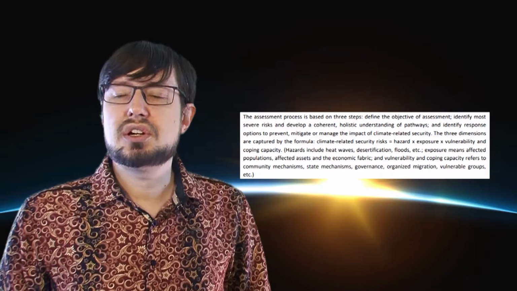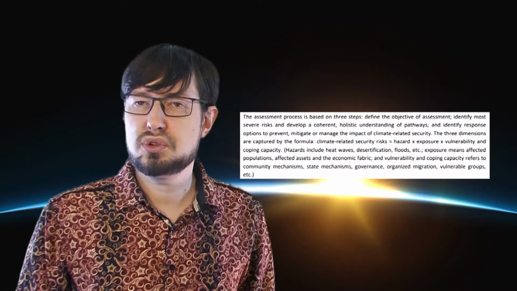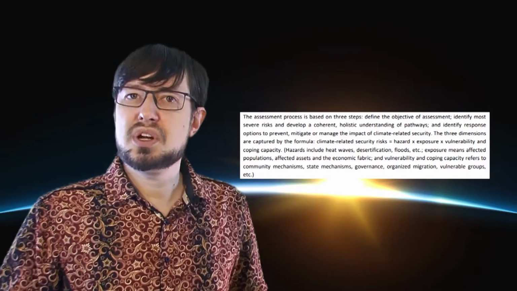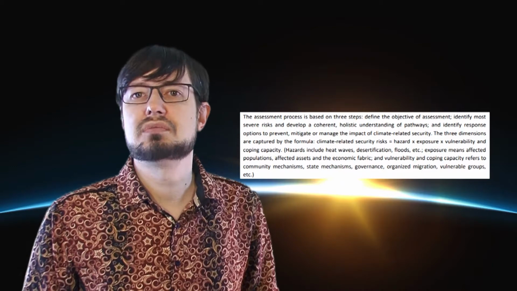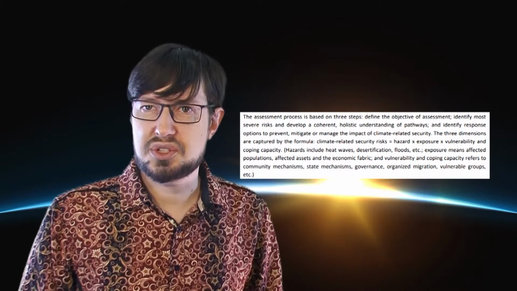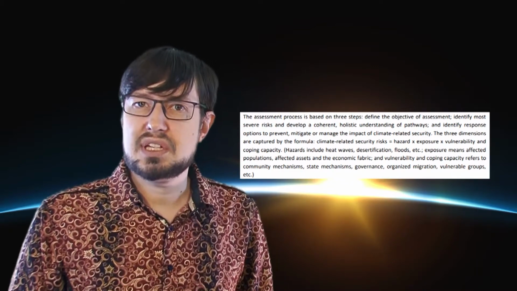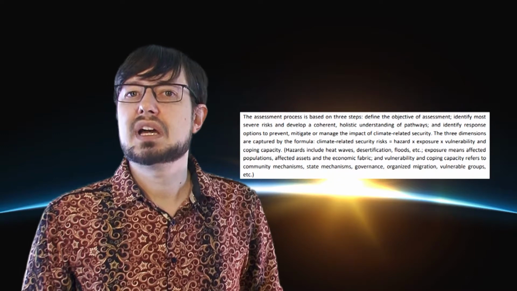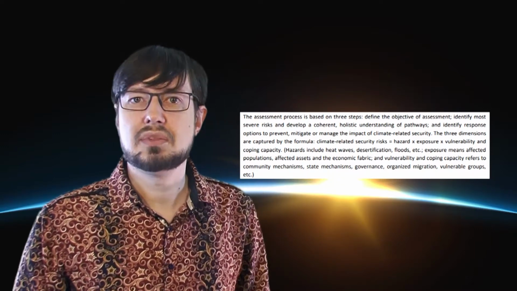And I want to finish here by mentioning a climate security workshop report from June of 2019. There's one formula which they came up with. Basically, the formula goes something like this: climate-related security risks are equal to hazard times exposure times vulnerability and coping capacity. Hazards can include heat waves, desertification, and floods, etc.